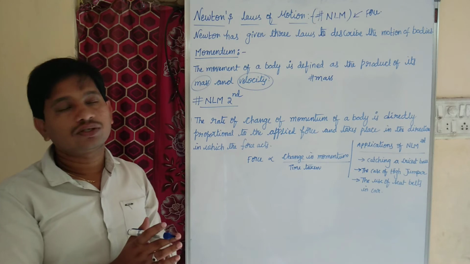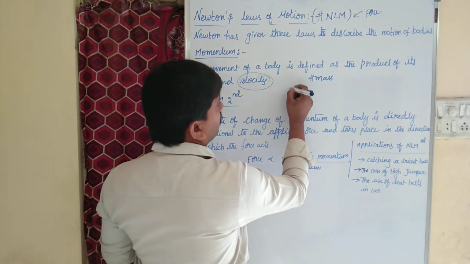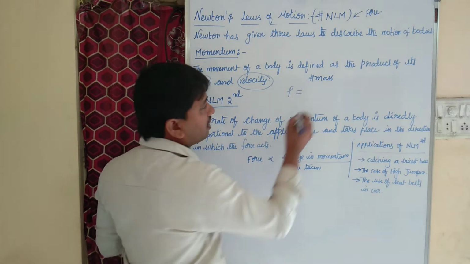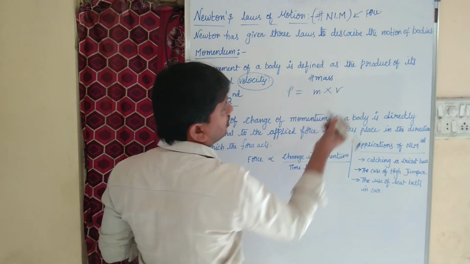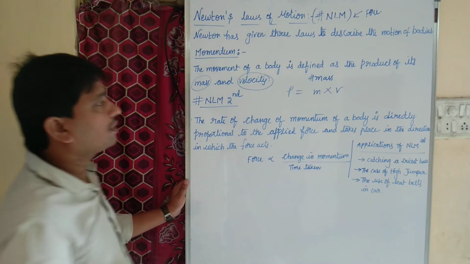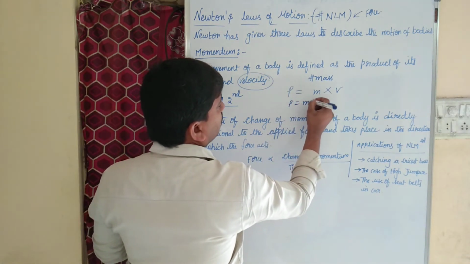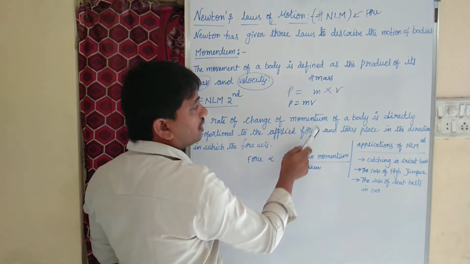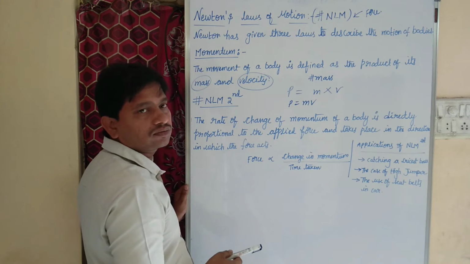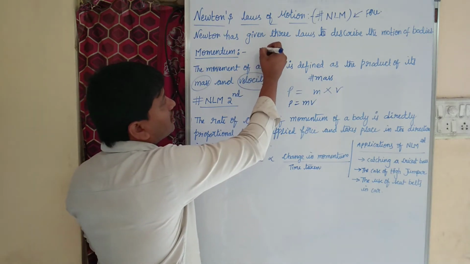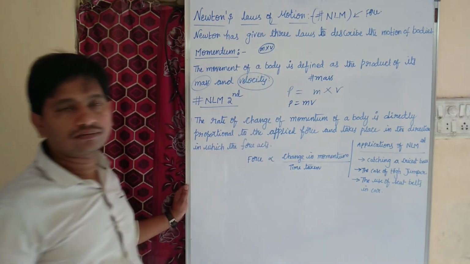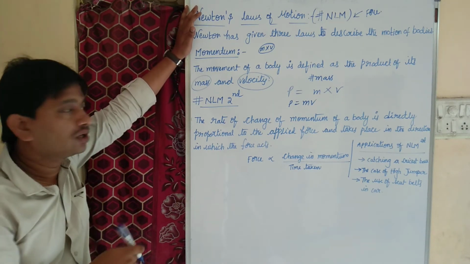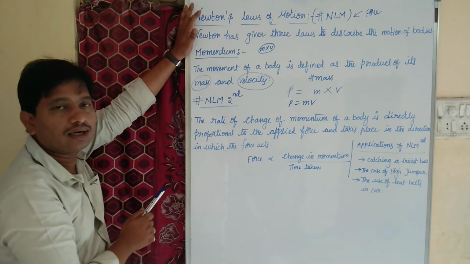So students, momentum is represented by the letter P, which is the product of mass and velocity. So the formula for P is what? P equals m into v, that is mv. Here P is the momentum of a body, m is the mass of the body, and v is the velocity of the body. Once you understand momentum, then we can go with Newton's second law of motion.